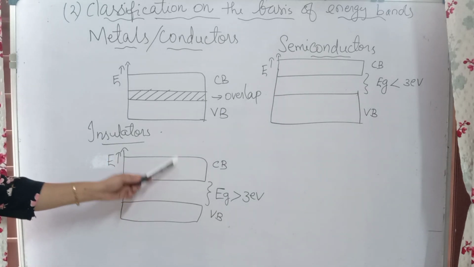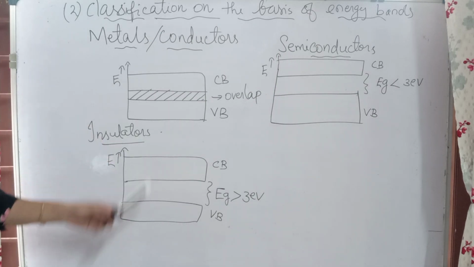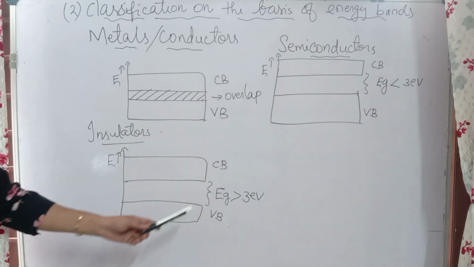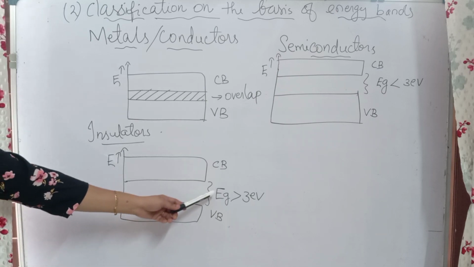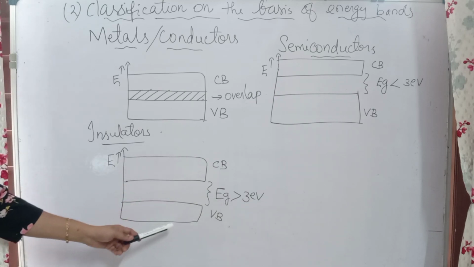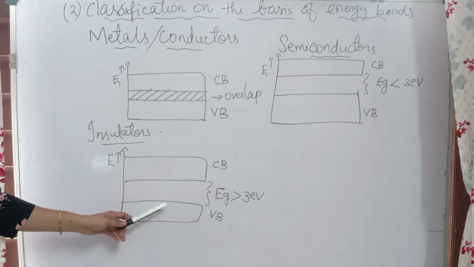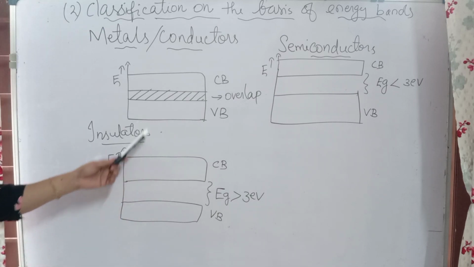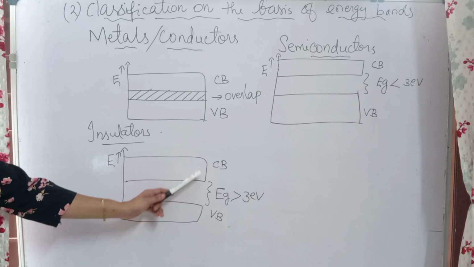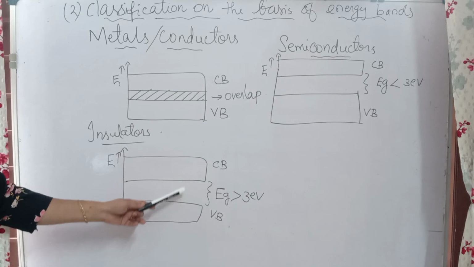Here we have valence band and conduction band, and we know that insulators will not conduct, right? So here the valence band and conduction band are separated by a large distance, that is the energy band gap. Here Eg will be greater than 3 electron volt. So we have to give more than 3 electron volt to the material for the electrons to move from valence band to conduction band, and only then it will conduct. So it is very difficult for insulators to conduct. The energy band gap is too high, so it will not be able to move the electrons from valence band to conduction band.